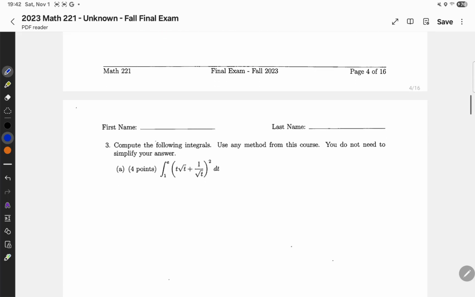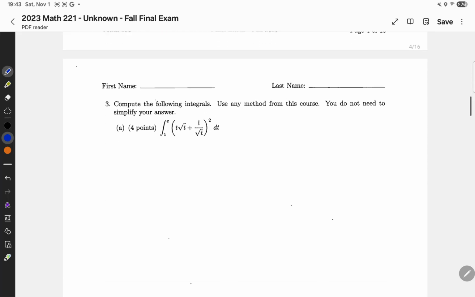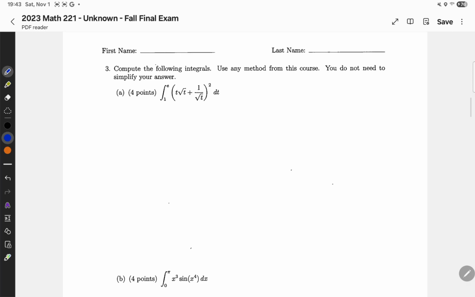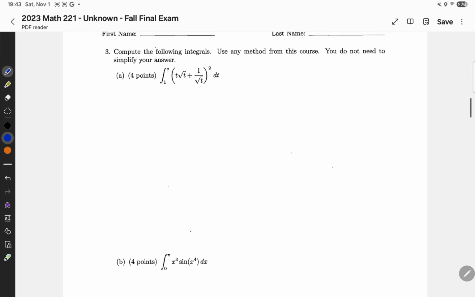All right, moving on. Okay, so for question 3, we're going to compute the following integrals. Use any method from this course. You do not need to simplify your answer. So let's go ahead and let I be equal to this integral, just in case we need to refer to it. We have the integral from 1 to e of t square root t plus 1 over square root t, all of that squared, dt.